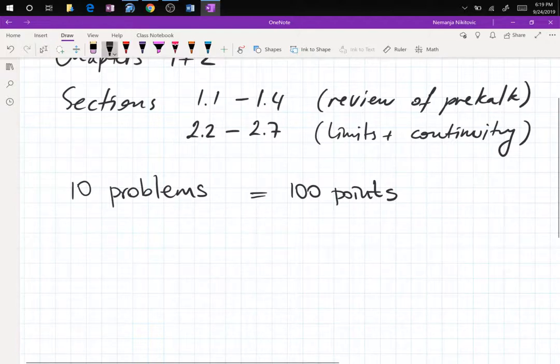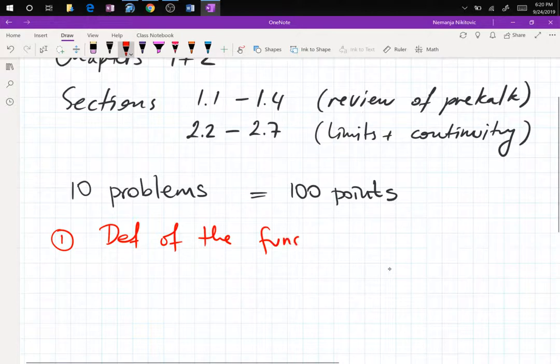I did tell you, I'll write it in blood now, definition of the function is 100% there, right? Function is a rule which assigns to each x in the domain a unique y in the range. So that definition is 100% there.